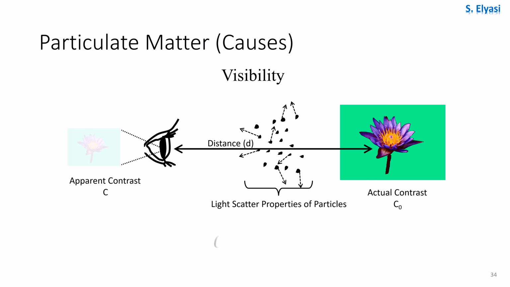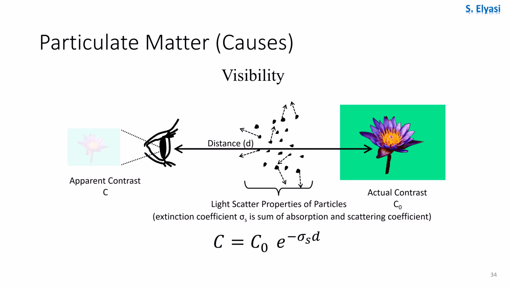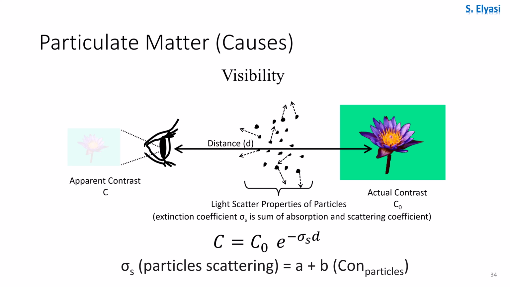Mathematically, the apparent contrast, C, is equal to the product of C0 by e raised to the negative power of sigma by D, where e is the base of natural logarithms, sigma is the extinction coefficient, which quantifies the amount of light absorbed and scattered by airborne particles, and D represents the distance between the observer and the object.